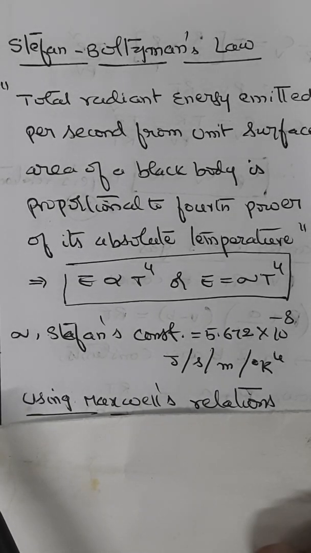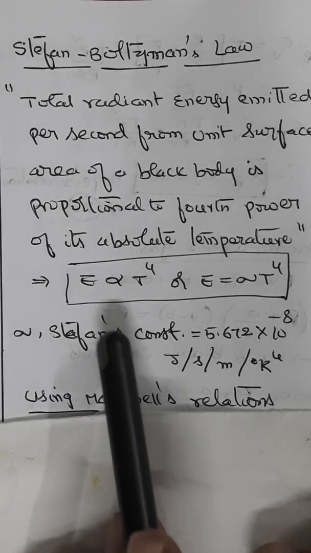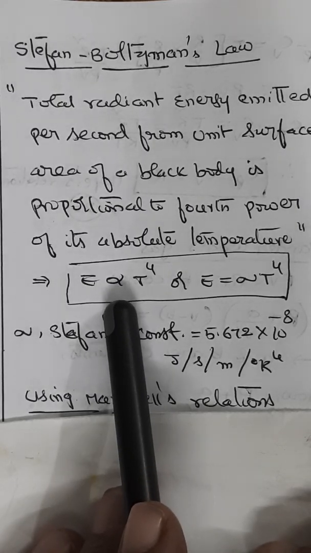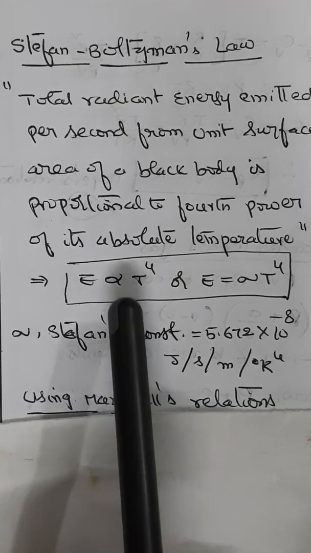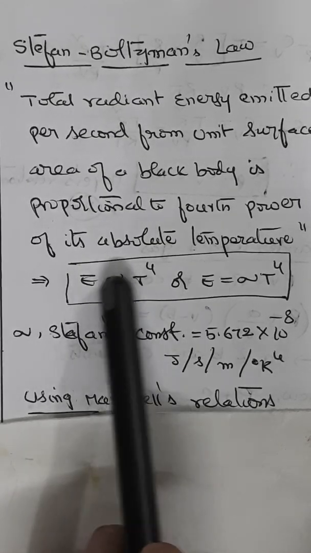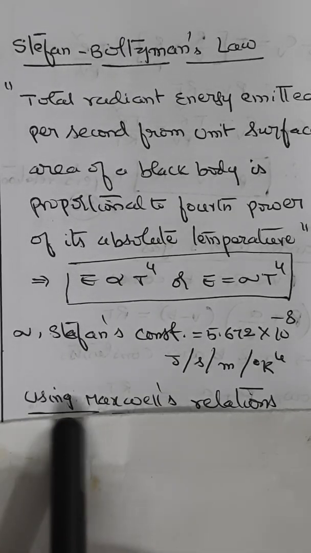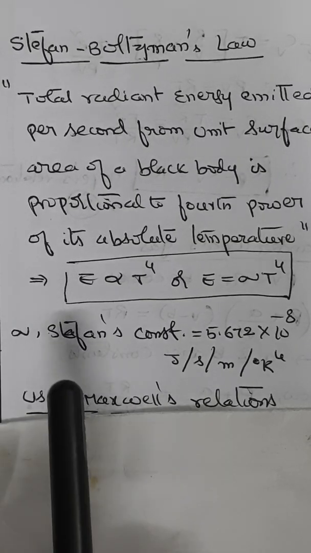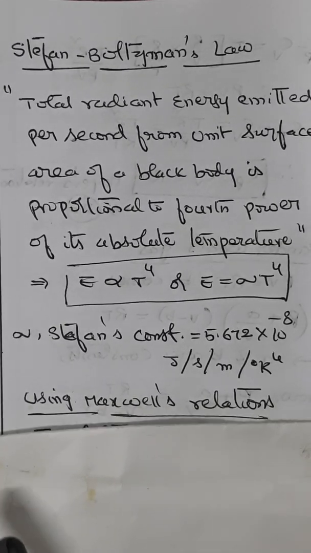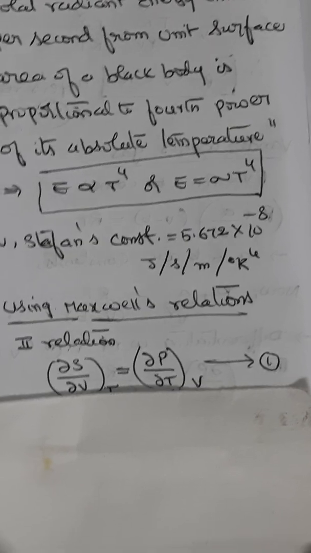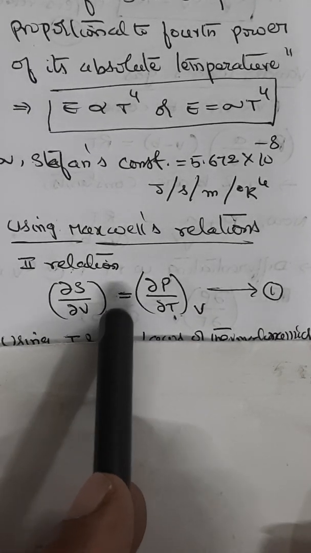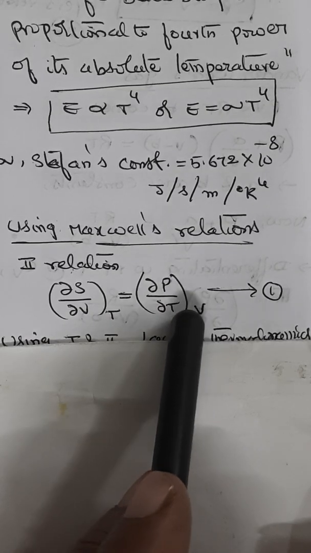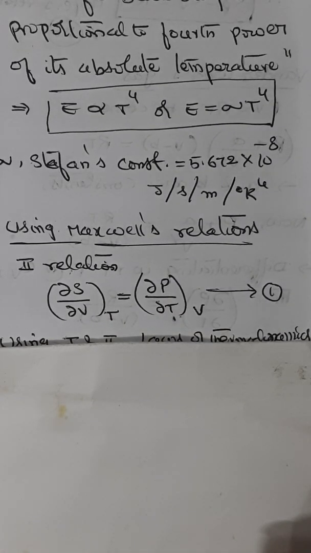Now we can derive this equation from Maxwell's thermodynamic relations. So this equation of Stefan-Boltzmann law can be derived from Maxwell's relation. Let us take Maxwell's second relation, for example, what we have seen earlier: ∂S/∂V at T equal to ∂P/∂T at V. Let this equation be 1.